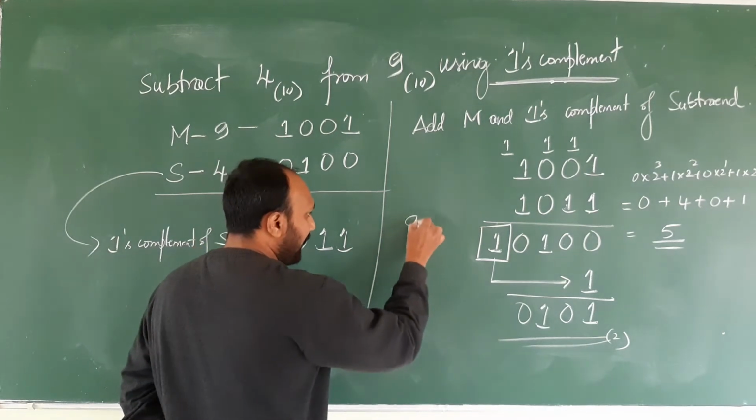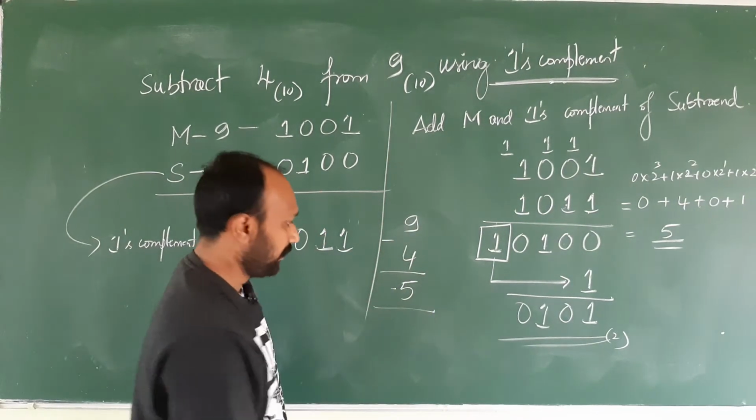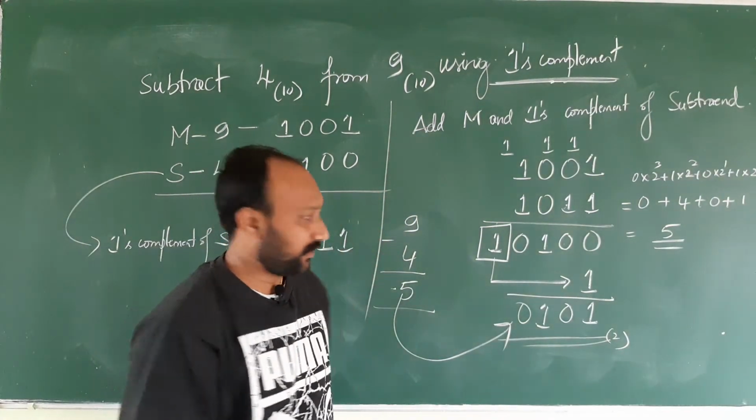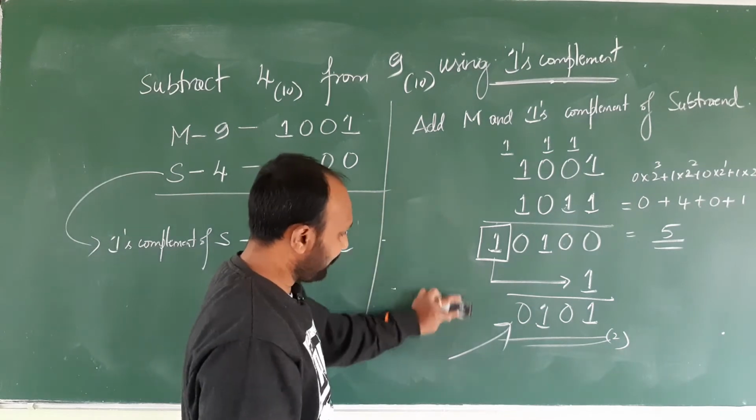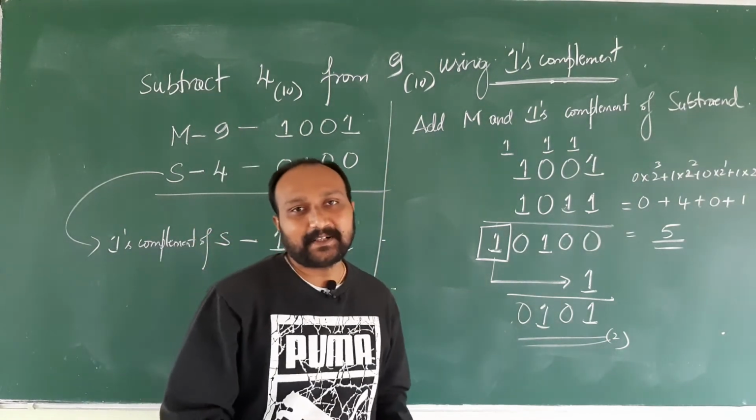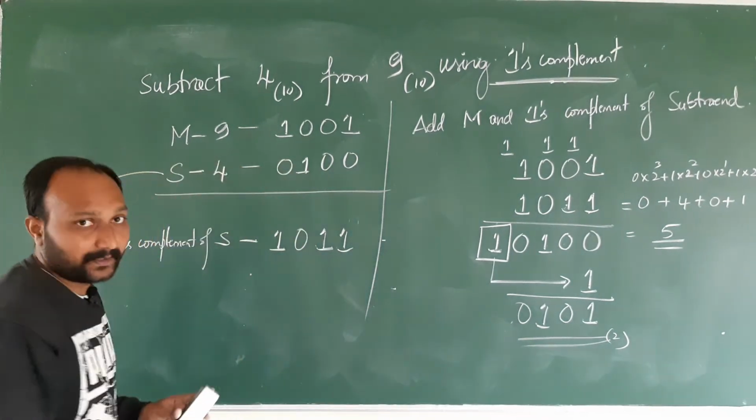If you subtract 4 from 9, what was the answer? The answer was 5. So here also we end up with 5 in binary. Correct? So this is what subtraction using 1's complement means. Very simple. Okay, so once again I will be repeating it.